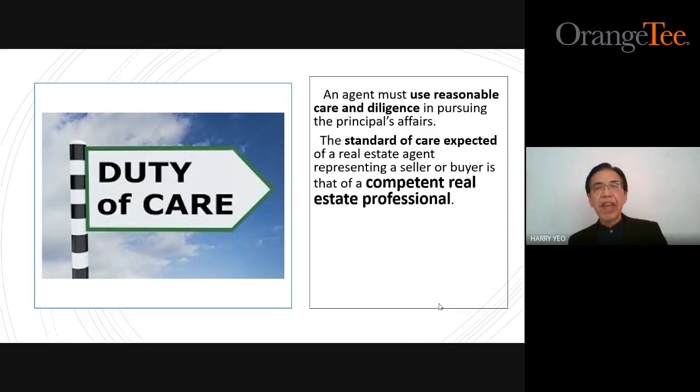And the standard of care expected of a property agent who is licensed by the authorities is that of a competent and professional agent. So look at the code of ethics and professional client care. So an agent is a professional. We must be competent. What does it mean? It means that you must be knowledgeable in your area of practice. It's only fair.